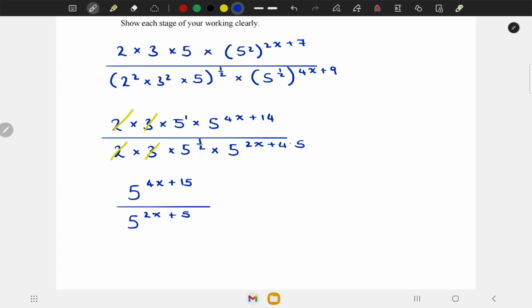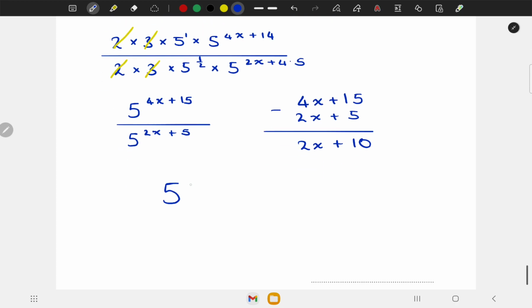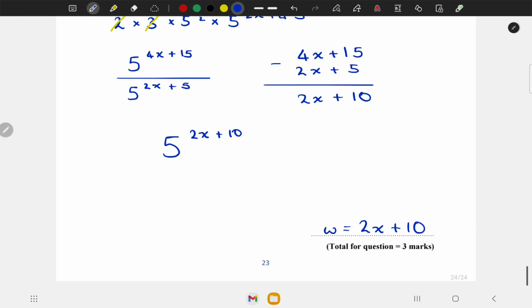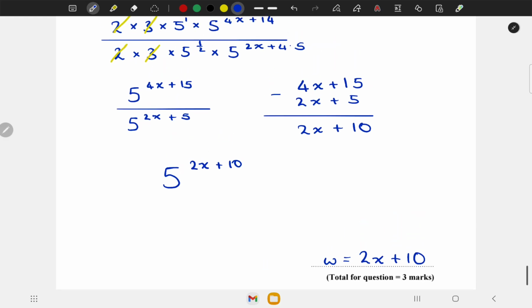Okay. Now, I am dividing. My base is the same, which means I can subtract my powers. So that's what I'm going to do. I have my powers and I'm going to subtract these powers. So 4x minus 2x gives me 2x, and 15 minus 5 gives me 10. So that there is going to be my power 2x plus 10, which means w that they wanted me to find is just 2x plus 10. And that brings us to the end of this particular paper.